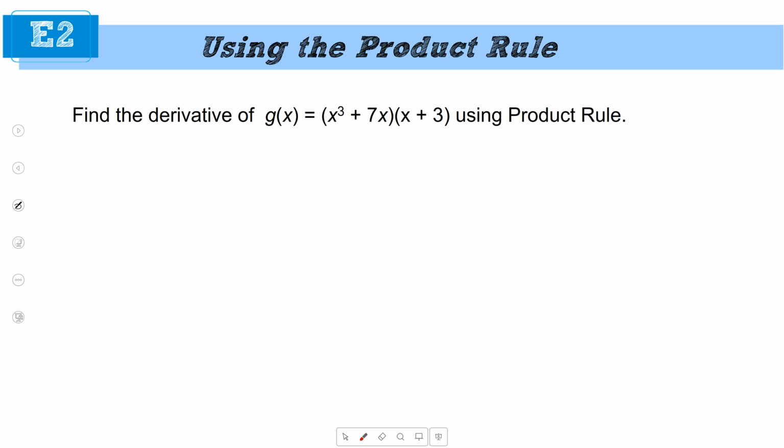Now, notice it says using the product rule. I know you know how to multiply out two binomials, but I want to see you use the product rule.